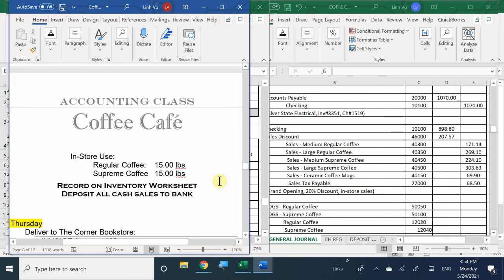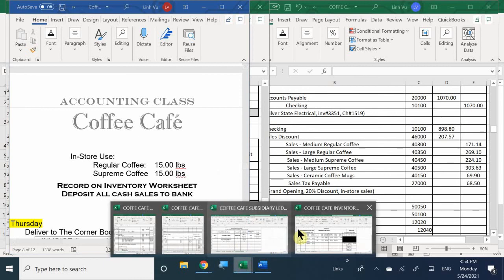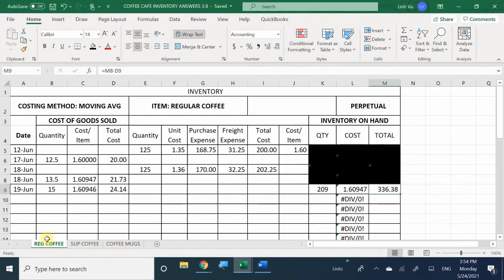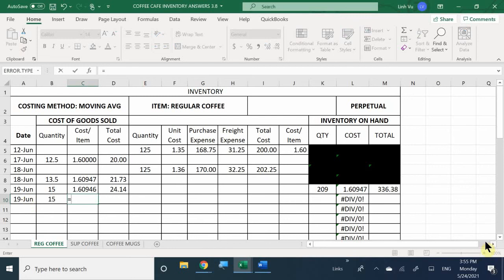So how many pounds of each one did we sell or use? We used 15 of each. So, inventory worksheet: it'd be 6.19, 15 pounds. Your cost per item will be 1.60947, which should give you a total of 24.14.